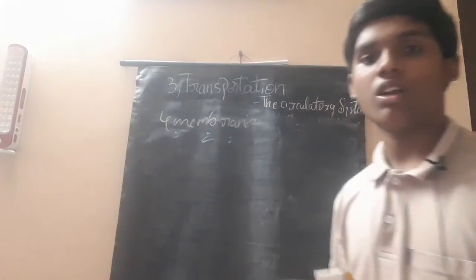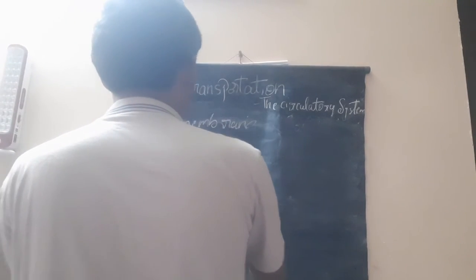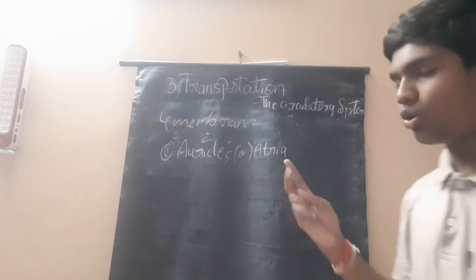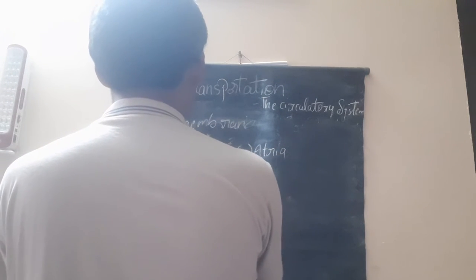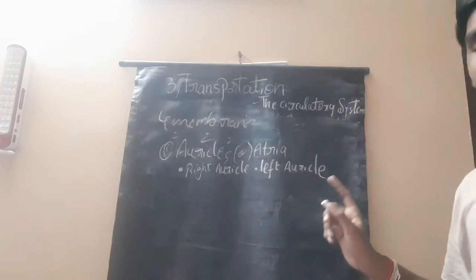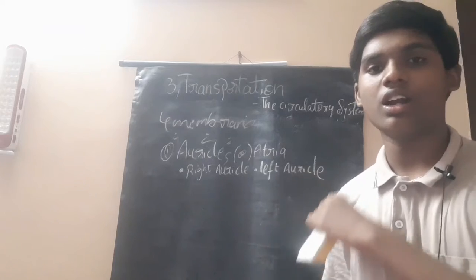The upper two chambers are called auricles, or simply atria. The two auricles present in the upper chamber of the heart are the right auricle and the left auricle. The upper chambers of the heart are called auricles or simply atria.